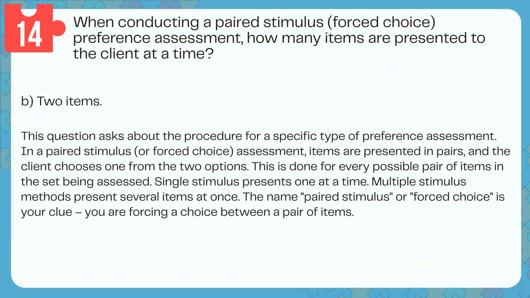Answer B. 2 items. This question asks about the procedure for a specific type of preference assessment. In a paired stimulus or forced choice assessment, items are presented in pairs, and the client chooses one from the 2 options. This is done for every possible pair of items in the set being assessed. Single stimulus presents one at a time. Multiple stimulus methods present several items at once. The name paired stimulus or forced choice is your clue. You are forcing a choice between a pair of items.